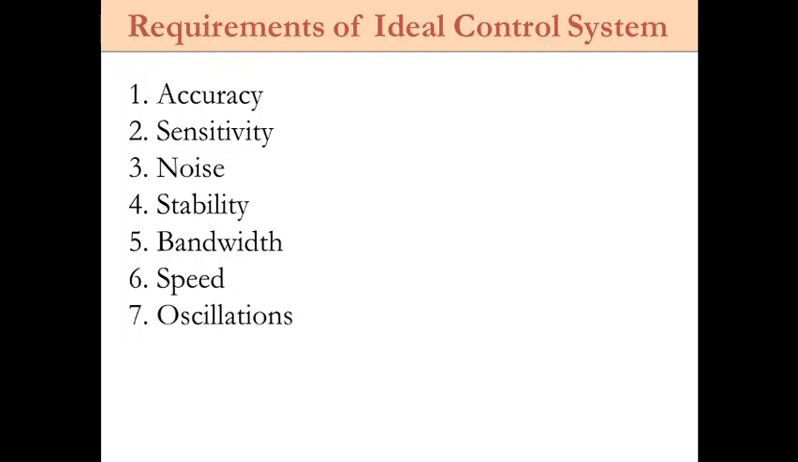Then the fifth one is bandwidth. This requirement is related to the frequency response of the system. For the input frequency range, it should give satisfactory output. The frequency range for which output is satisfactory is its bandwidth. Satisfactory output means maximum possible output without overshoot, and it should not change with the input frequency in the given range. Whatever the given range for the input signal, you should give the maximum possible output, but you should not overshoot that frequency range.